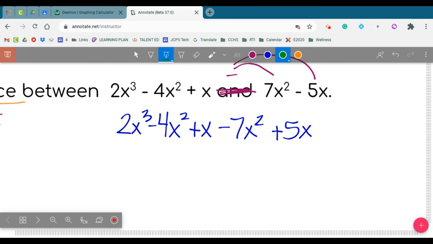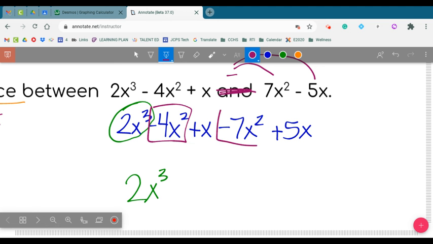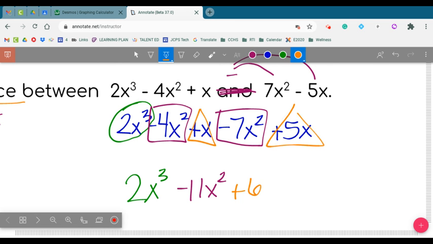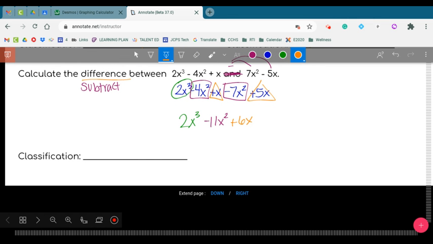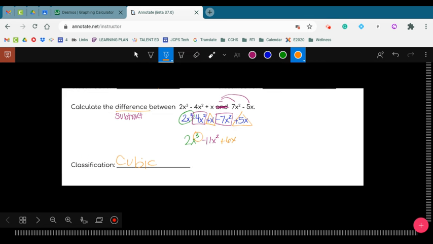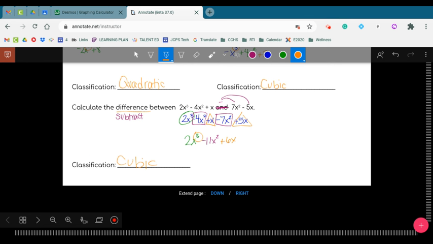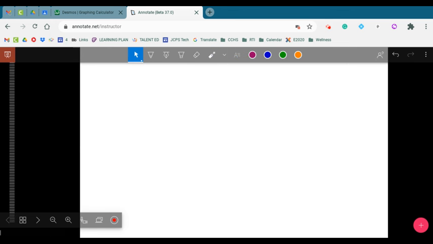Then we combine our like terms. 2x cubed, there's nothing to combine with it, so I just bring it down. Negative 4x squared and negative 7x squared is going to give me negative 11x squared. And then x and 5x is going to give me 6x. My biggest exponent is 3, so this is going to be cubic. That's similar to what we were doing, so let me know if you have any questions on that one.